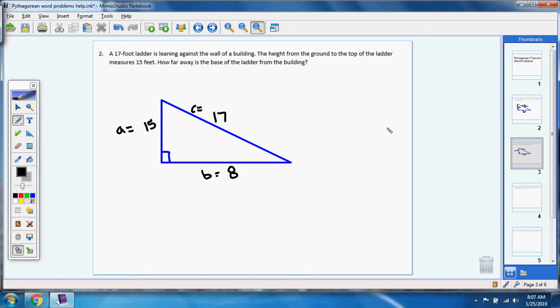So again, if it's a triple, you really don't have any work to do if you remember the triple. So make a quick sentence answer. How far away is the base of the ladder from the building? Again, nice, simple answer, please. You're answering the question, though, using the words given to you, using the value that we just found, and of course, using the correct units.